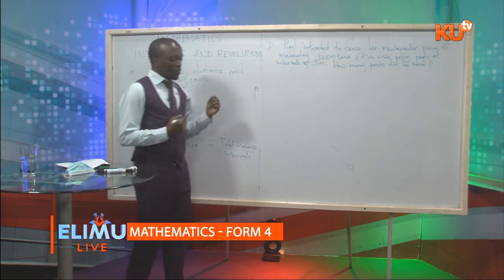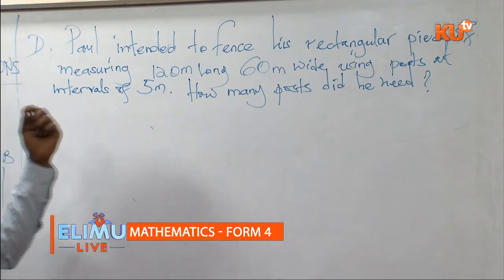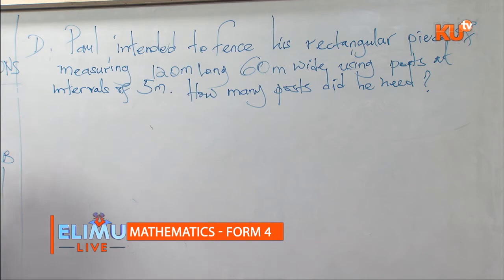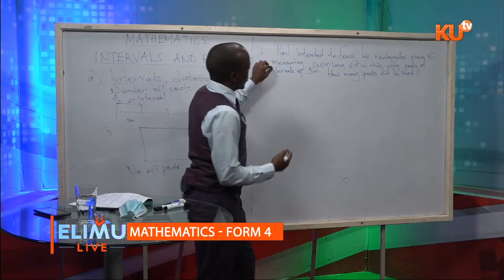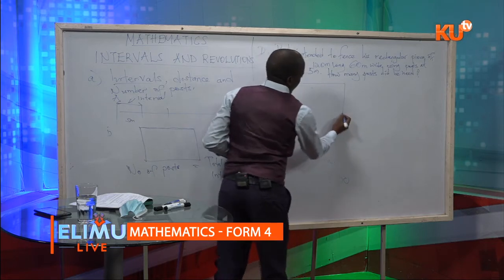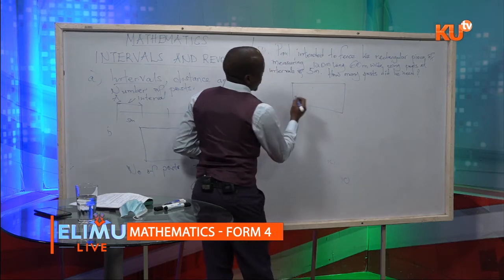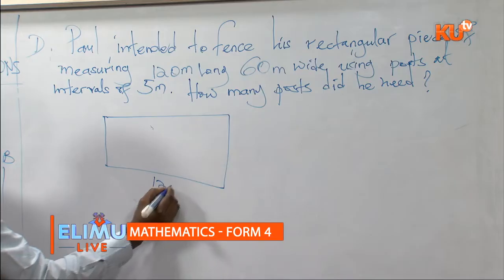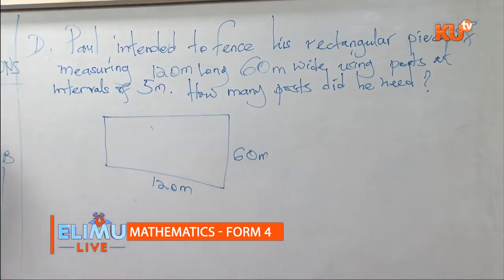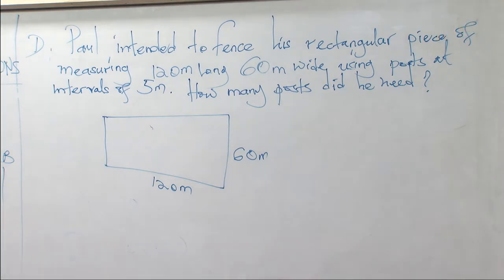In maths, you always need to interpret the figures, remove the figures, and take them to real work. We need to know the shape is a rectangle, that it was 120 meters long and 60 meters wide, and the posts were placed at intervals of 5 meters apart. So how many posts did he need?